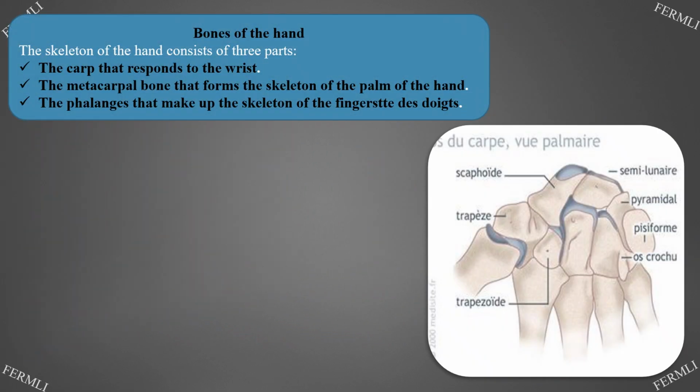Bones of the hand. The skeleton of the hand consists of 3 parts. The carpus that corresponds to the wrist. The metacarpal bones that form the skeleton of the palm of the hand. The phalanges that make up the skeleton of the fingers.